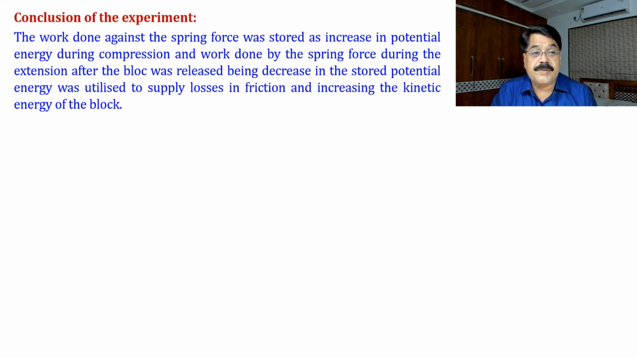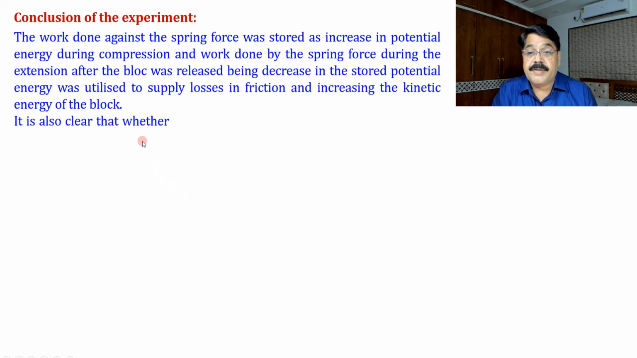So again, in this case, you can see the external agency is doing more work. Its work is being consumed against the spring force and against the friction force. Again, you can see the work done against the spring force is stored as potential energy in the spring. But after the block was released, if the friction was present, then the total stored energy was utilized in supplying losses in the friction and supplying kinetic energy to the block. And if there was no friction, the entire stored energy is utilized in increasing the kinetic energy of the block. Now we can make an important conclusion.